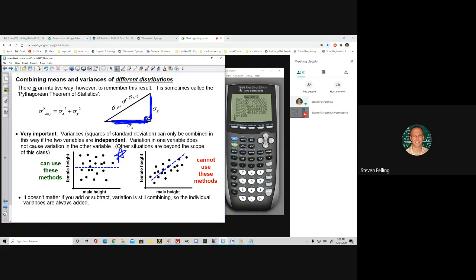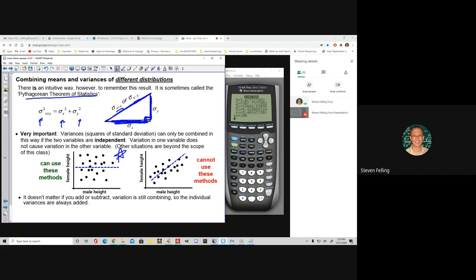It turns out that whenever you either add or subtract the two random variables, the new random variable's distance will vary as the hypotenuse of these other two. So you have to take this side squared plus this side squared to get the hypotenuse squared. So this is sometimes referred to as the Pythagorean theorem of statistics.